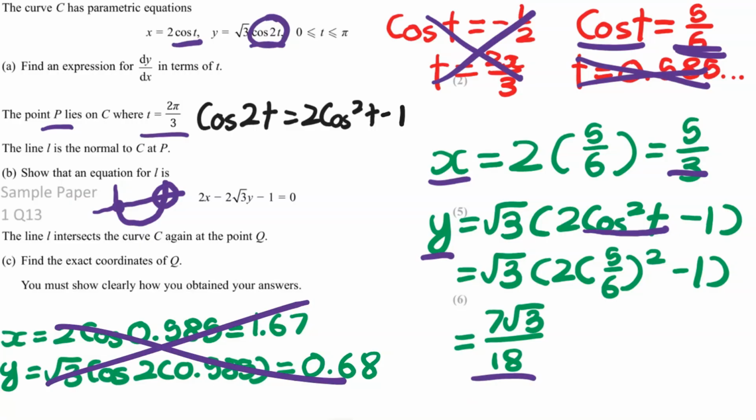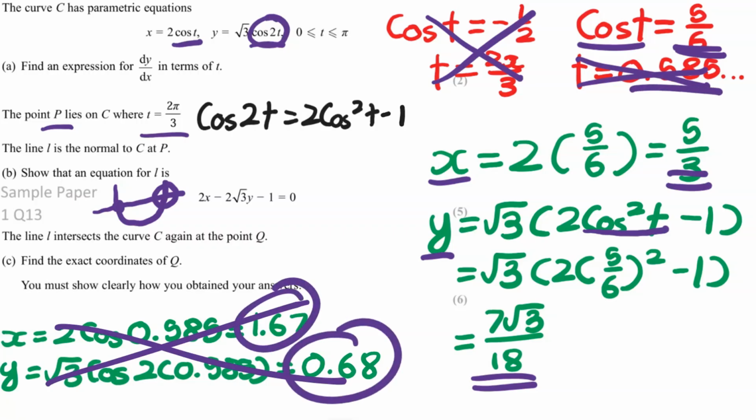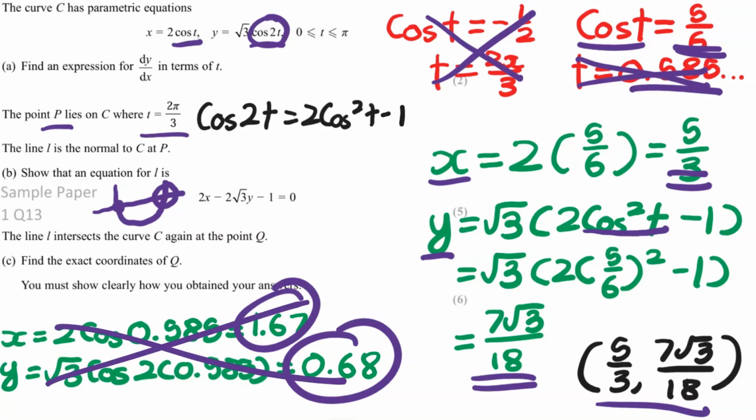So these are the exact values of x and y. You have to do it using this method rather than doing this one where you only get out the approximate values. So therefore the exact coordinates of Q are 5 over 3, 7 root 3 over 18.